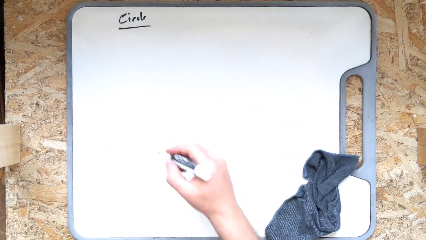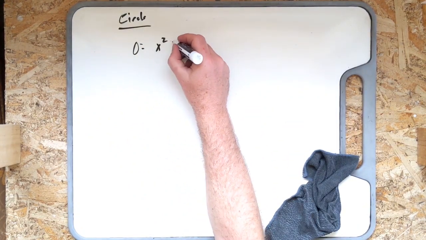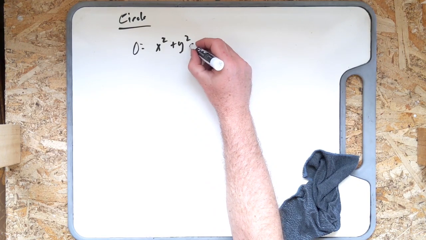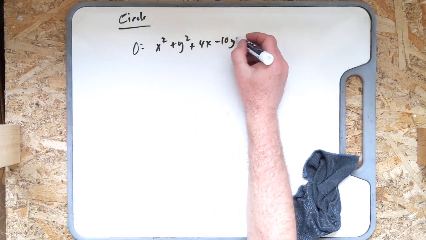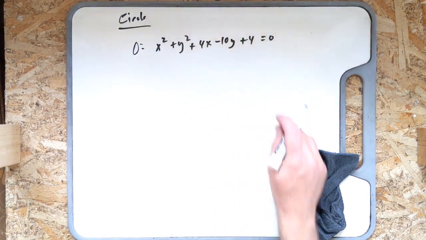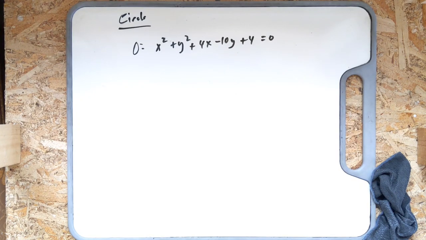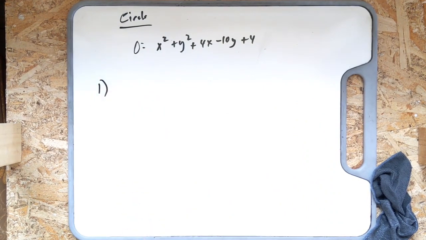So we're going to start with the equation x squared plus y squared plus 4x minus 10y plus 4 equals 0. Okay, it's 3 steps again. I'll do one myself, and then I'll have you pause and do one.